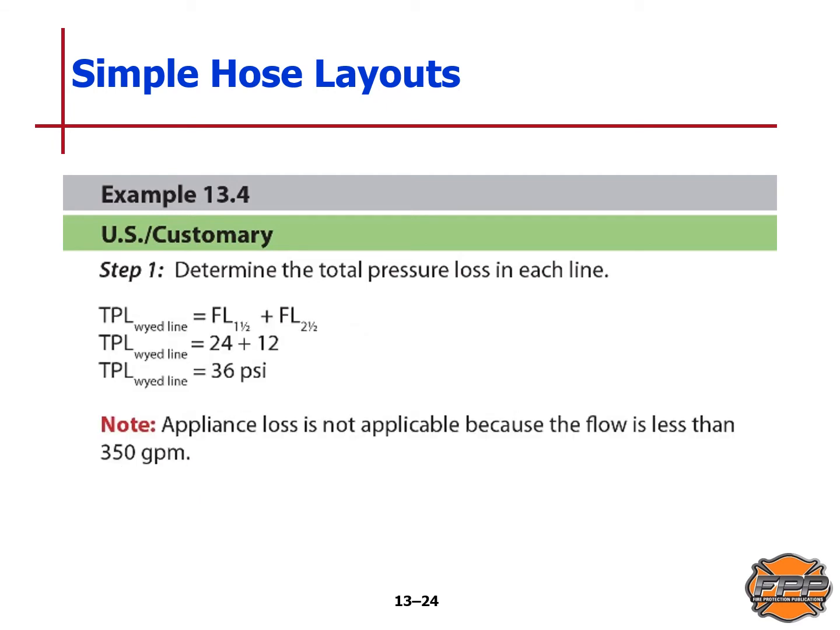So determine the total pressure loss in each line. Total pressure loss of the wide line equals the friction loss of the 1.5 plus the friction loss of the 2.5. So the total pressure loss in the wide line is 24 plus 12, which is 36 psi. Note, an appliance loss is not applicable because the flow is less than 350 gallons per minute.